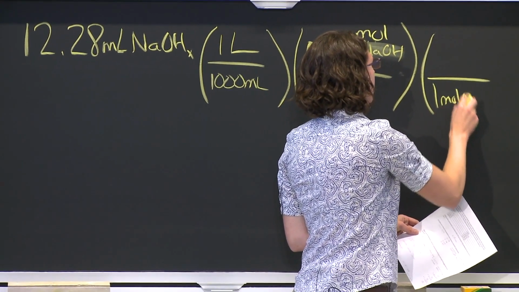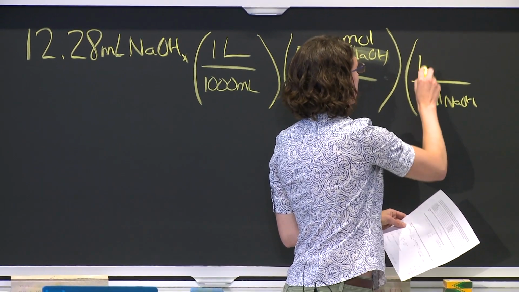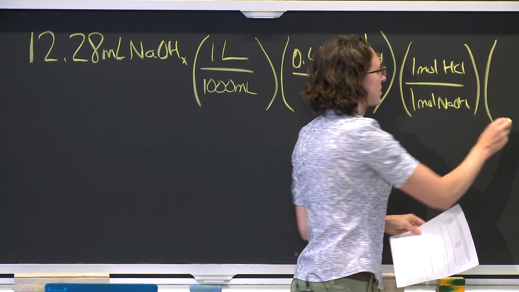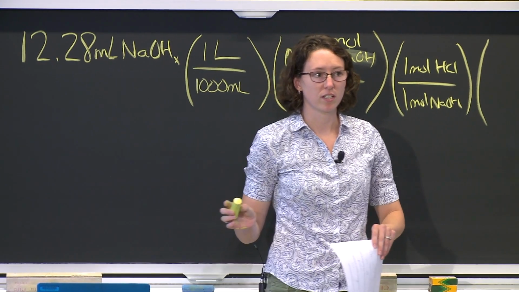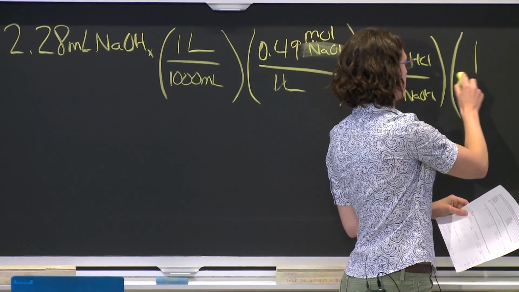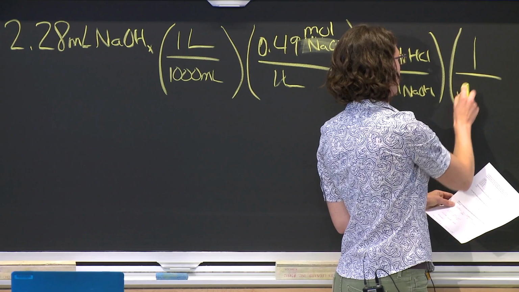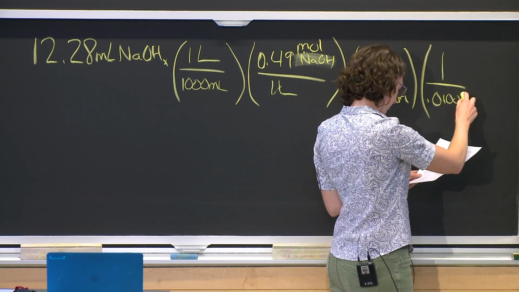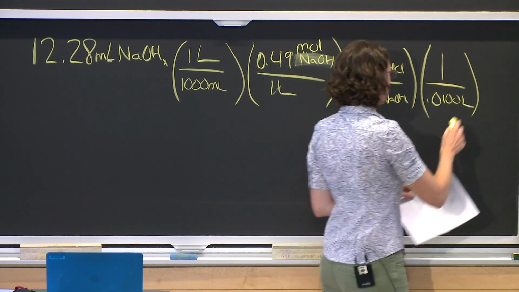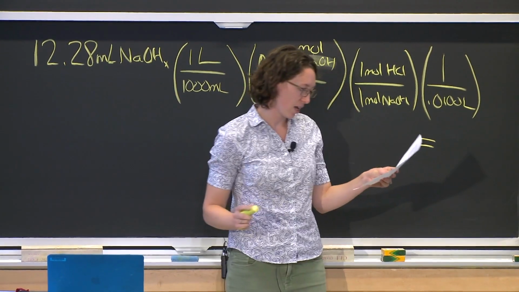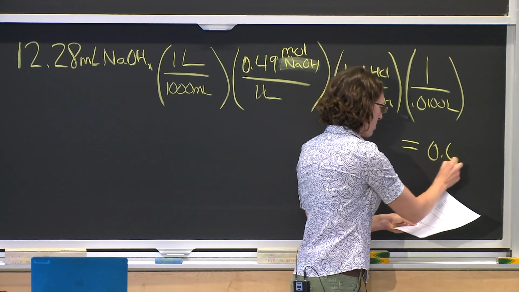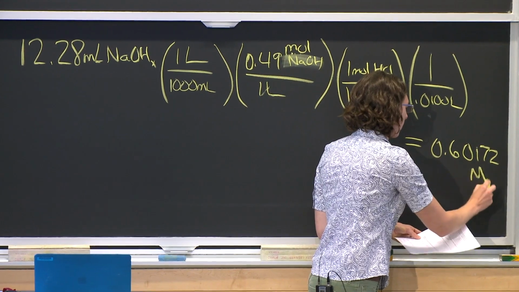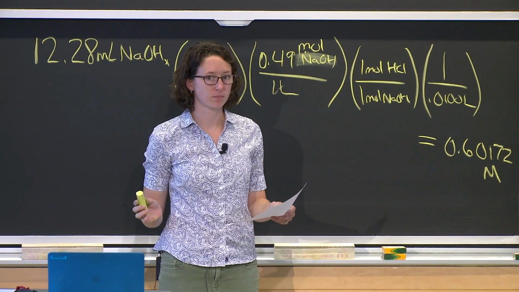1 mole of NaOH to 1 mole of HCl, and then we have moles of HCl, and then the last step is to divide by our volume of HCl, which in this case is 0.0100 liters. That should give you, if anybody did it out, 0.060172 molar. Hopefully.